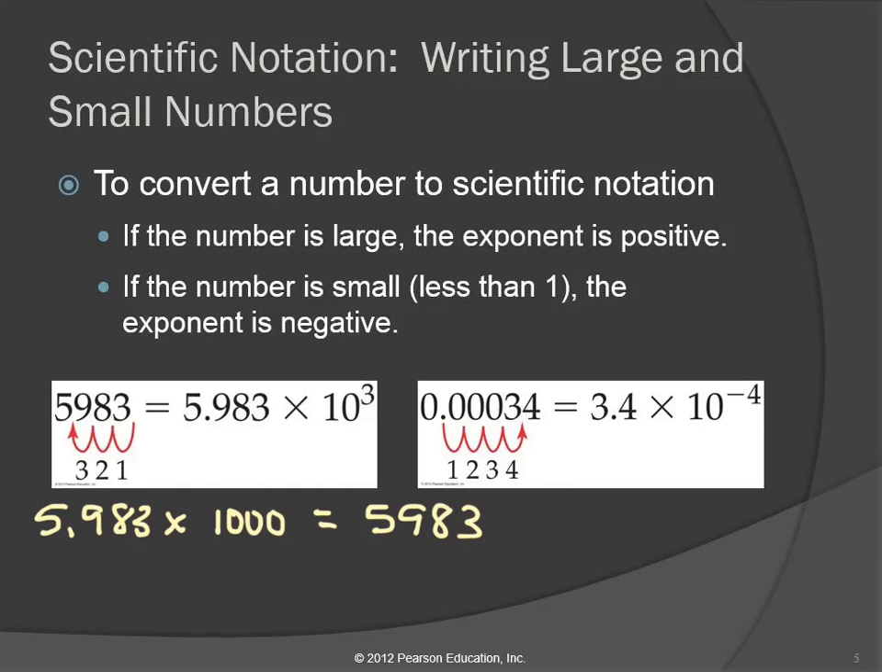Let's think of this a different way. We're taking this big number and we want to bring it down to a more reasonable size. So if I take 5,983 and divide by 10, what do I get? I get 598.3, right? That would be times 10. So this is the same value as that. I'm just expressing it a different way.